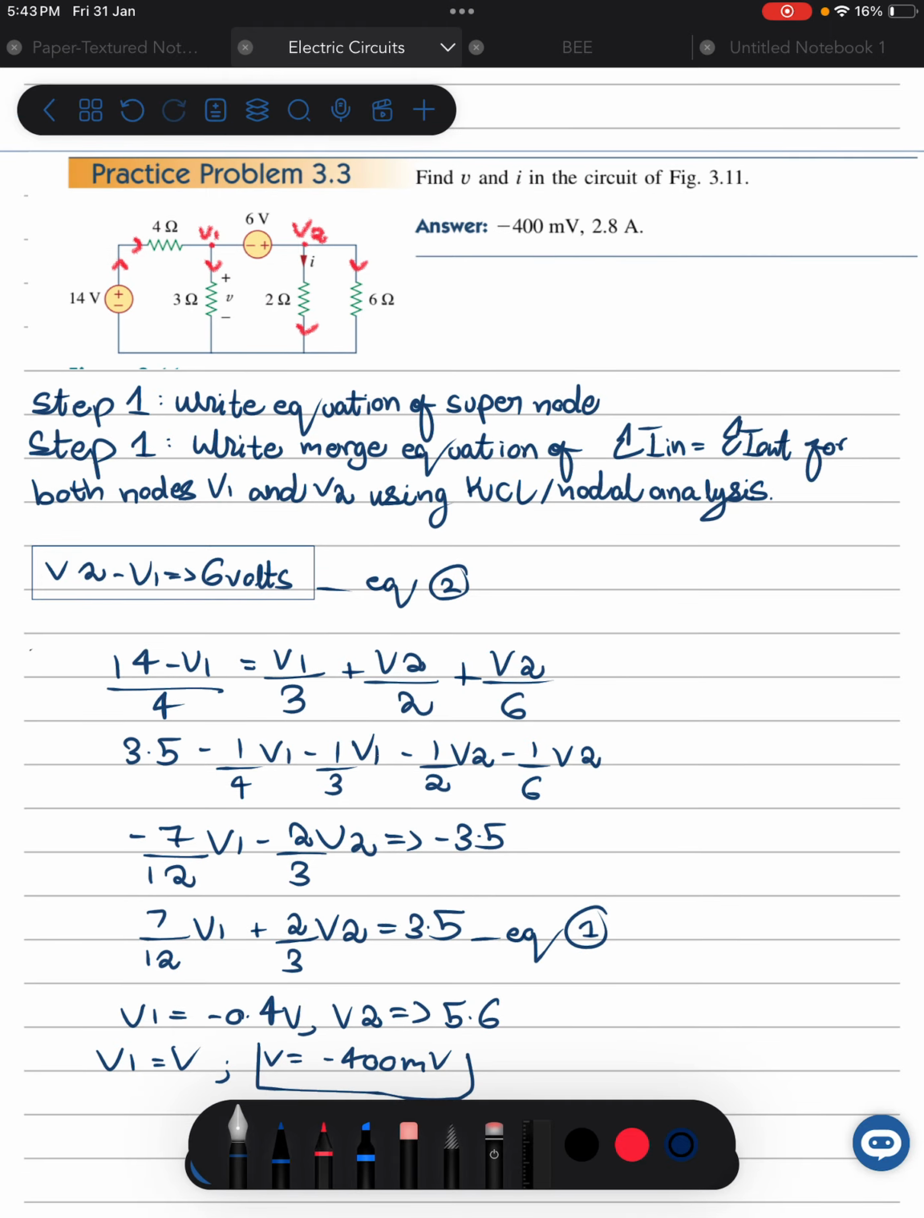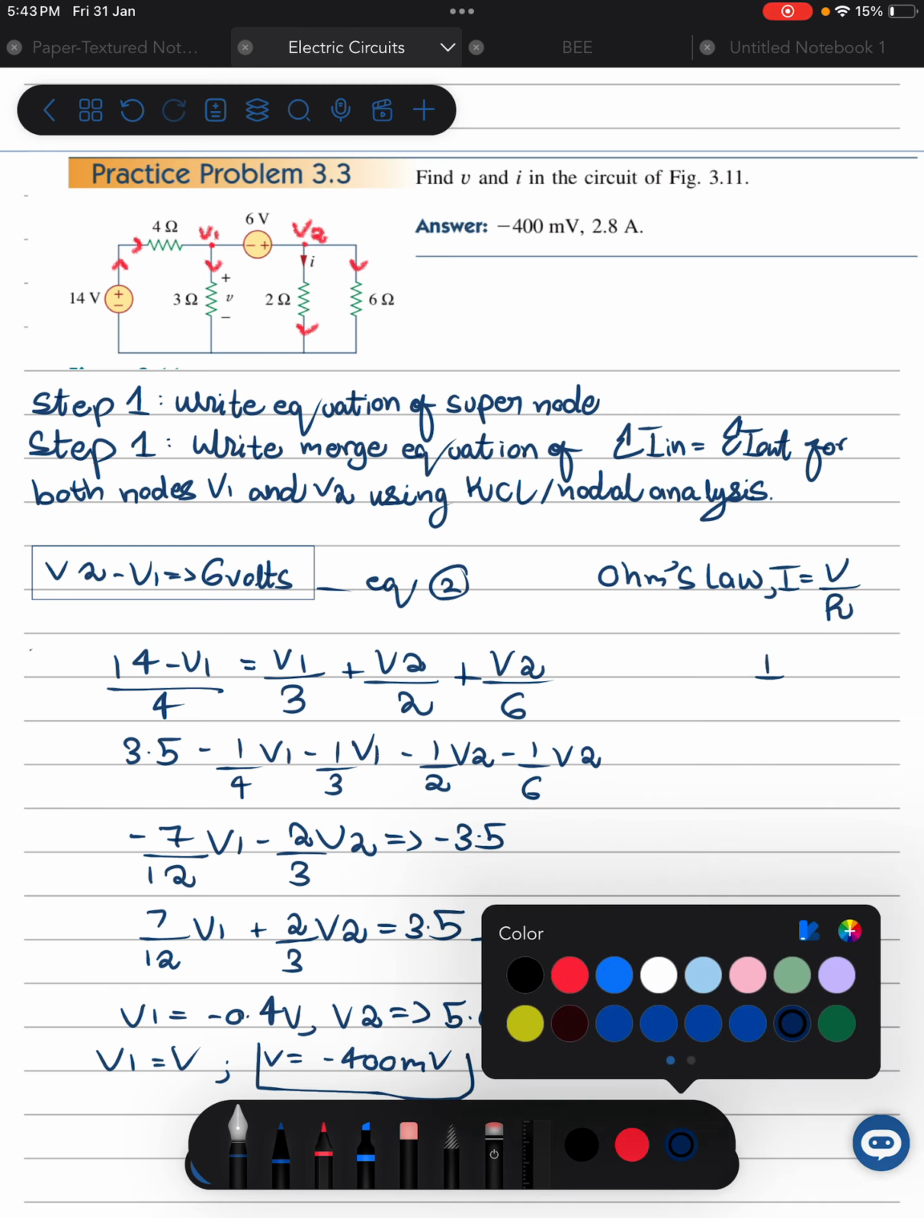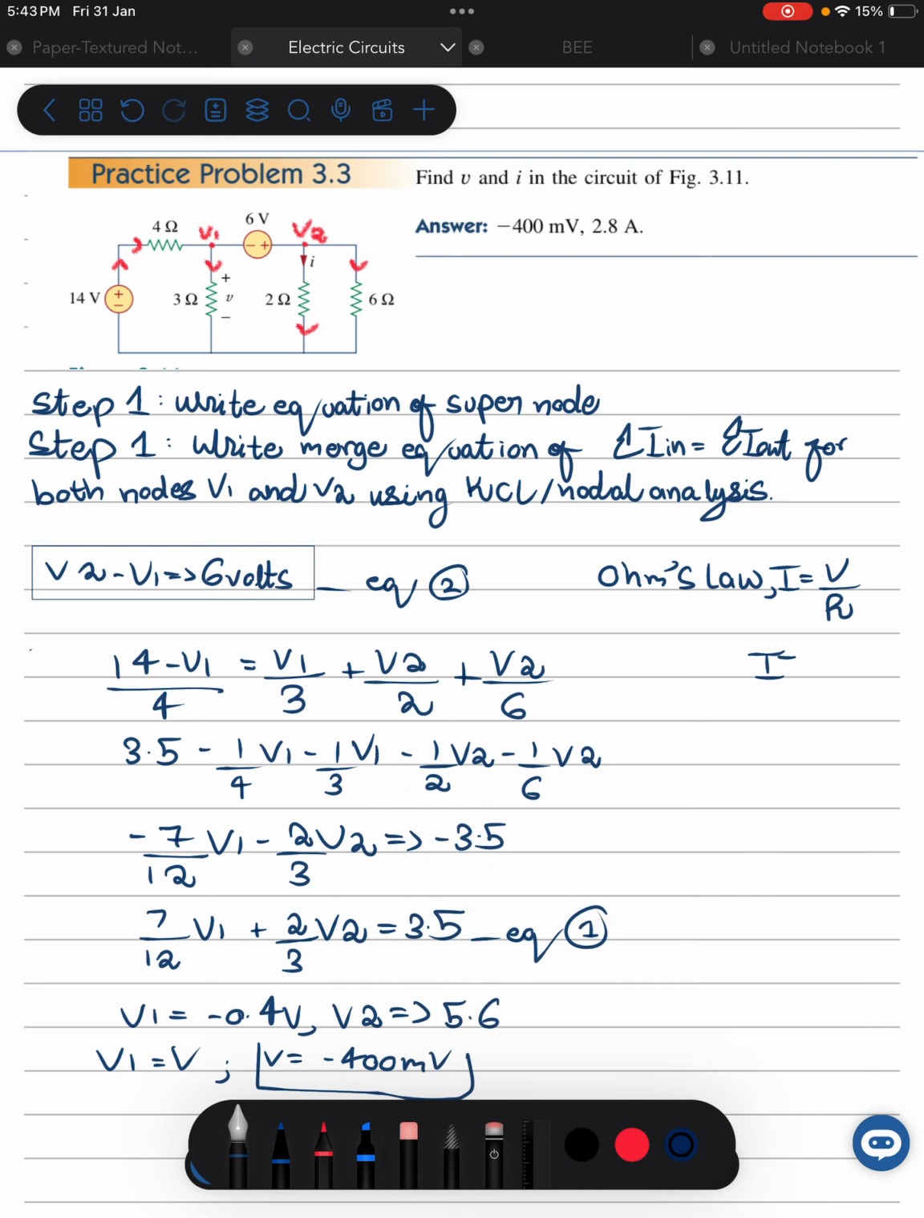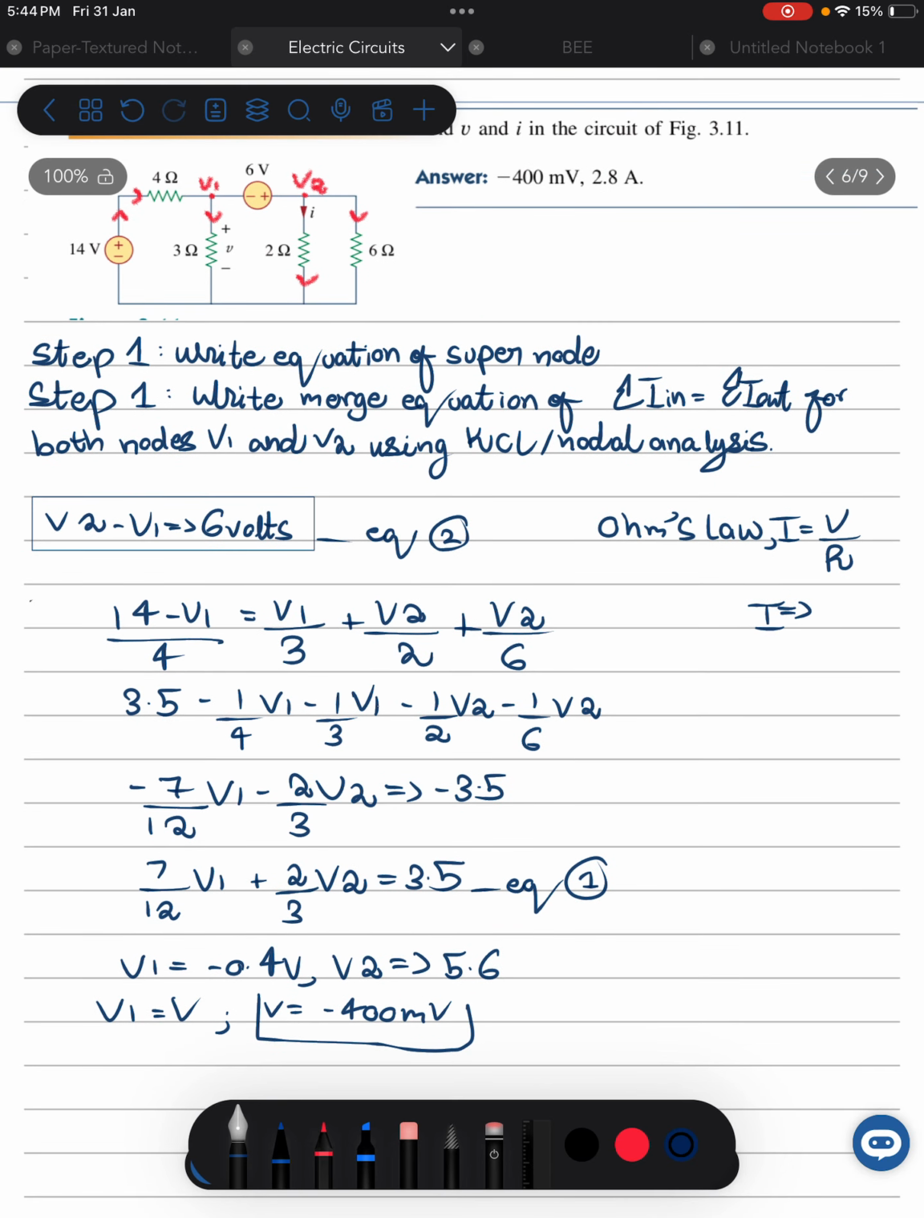Now we have been asked to find the current I as well. Current I, according to Ohm's law, is V upon R. We know the voltage we just found for V2, which is 5.6. 5.6 divided by what is the resistance? The resistance is 2. 5.6 divided by 2 gives us 2.8 amperes. I hope this question was clear to you guys, and I will meet you guys in the next video.